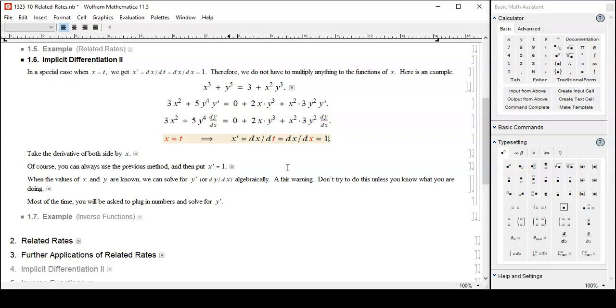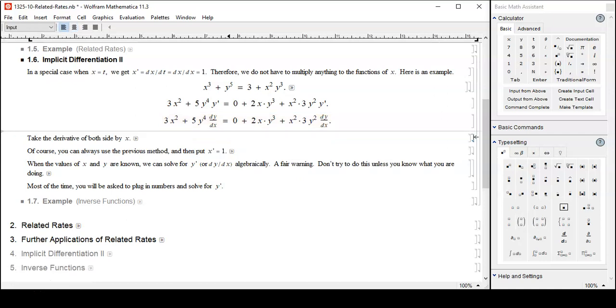Just like we did over here. dx dt is the same as dx dx, consequently it was 1. Likewise, instead of dy dt, let's use dy dx. Either way, it works out. We can do the implicit differentiation like this in a special case when x and t are the same.